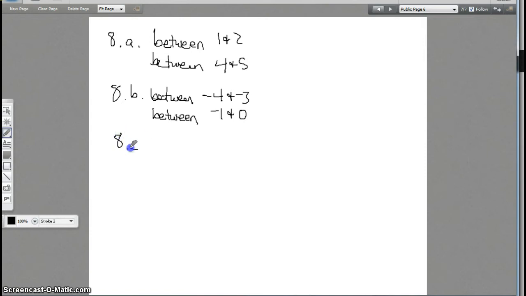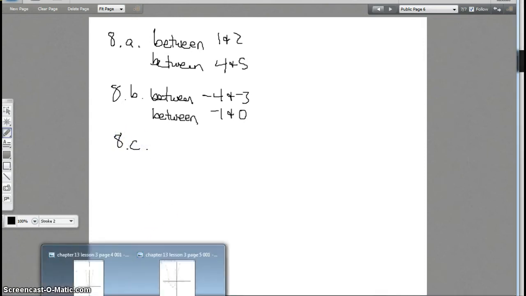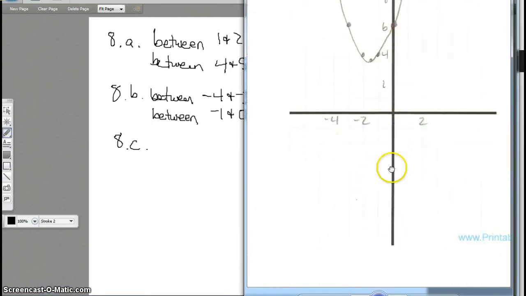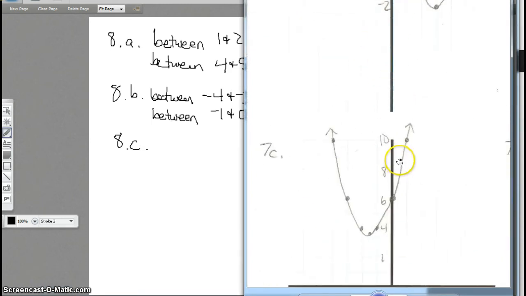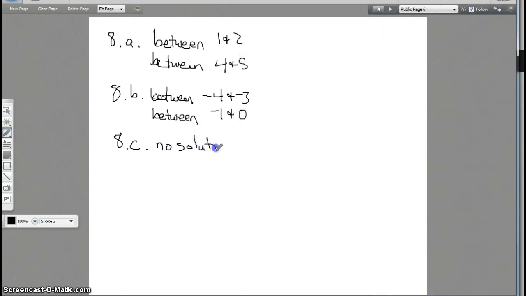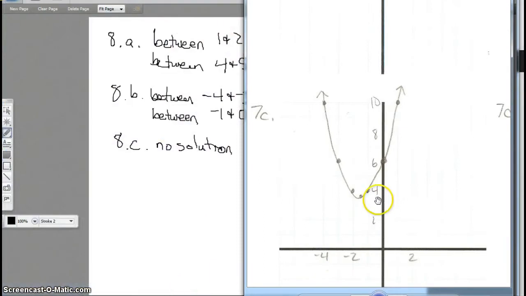So next we're going to look at 8c. For 8c, we go back to our graph for 7c. So that's going to be over in this corner, if I can get it to slide correctly. Okay, so here's our graph for 7c. It doesn't cross the x-axis anywhere. It's completely above the x-axis and never crosses it. So what we're going to write is no solution. Because it does not cross the x-axis, there is no value you can plug into that equation for x and have it equal 0, because the graph never crosses the x-axis.